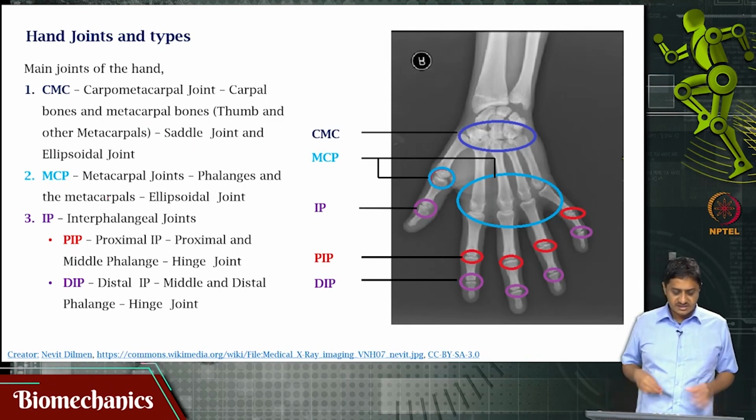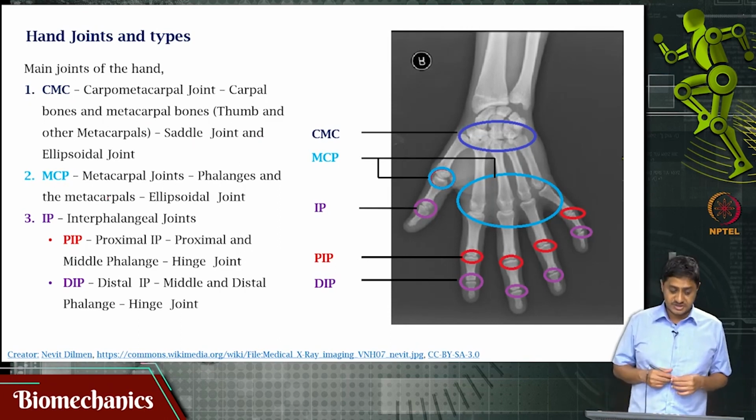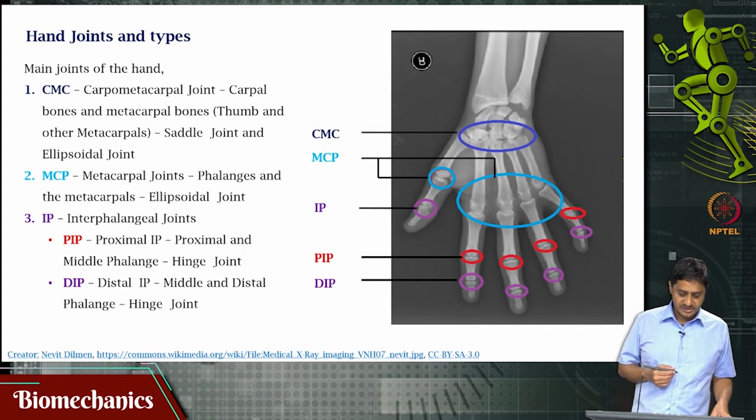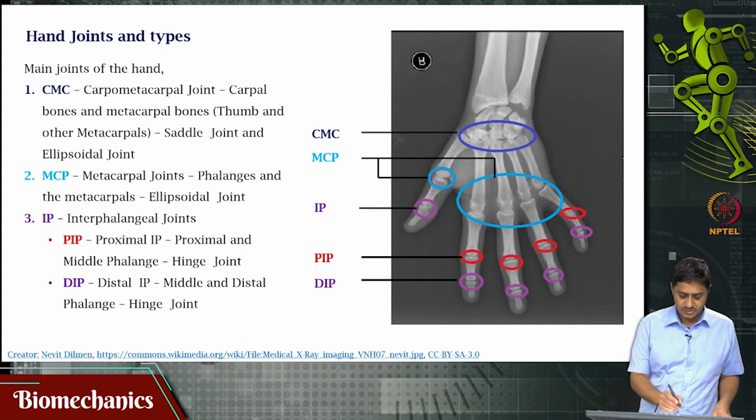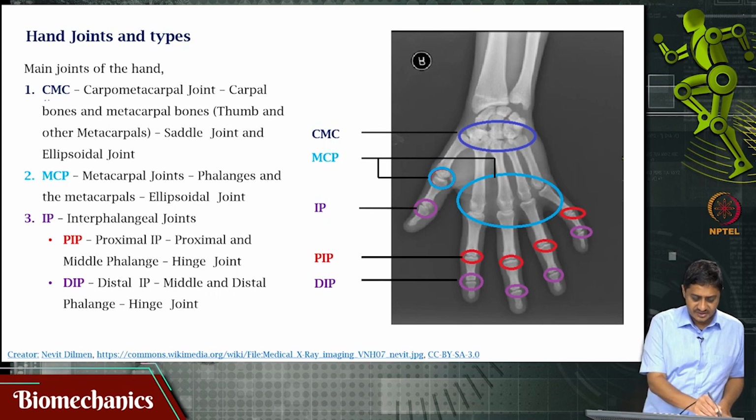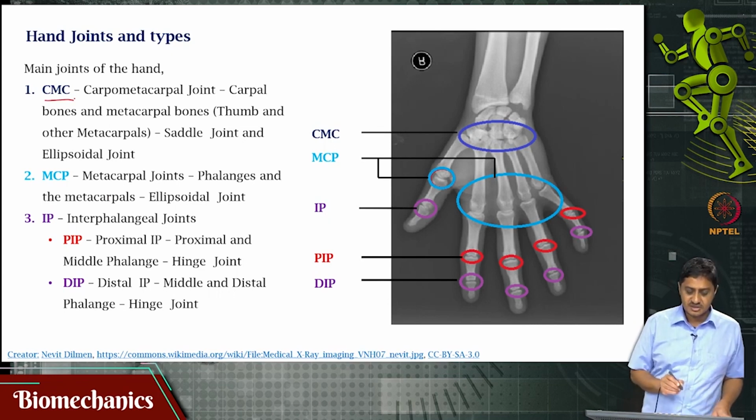So, let us take the carpo-metacarpal joint. This is where the articulation of the carpal bones and the metacarpal bones happens. So, this joint is called a CMC joint. CMC means carpo-metacarpal joint.